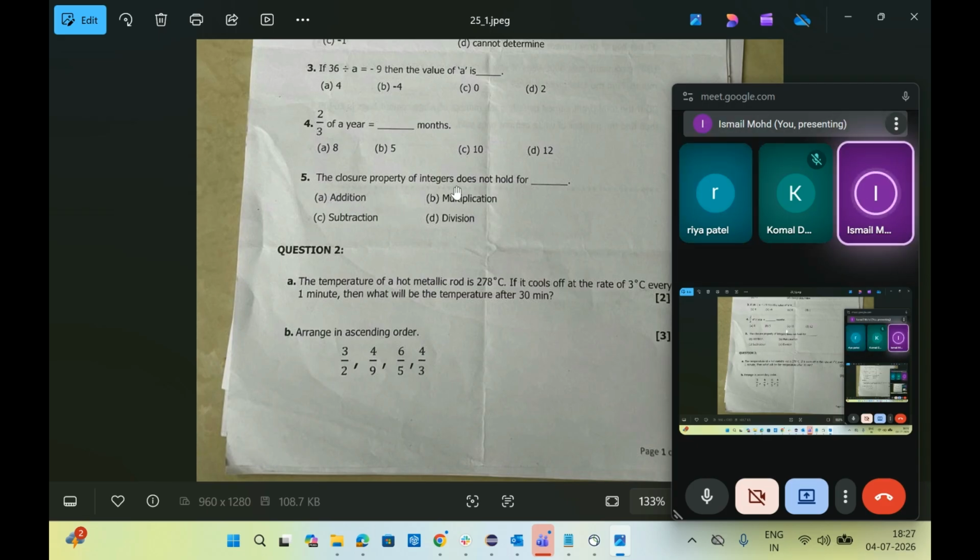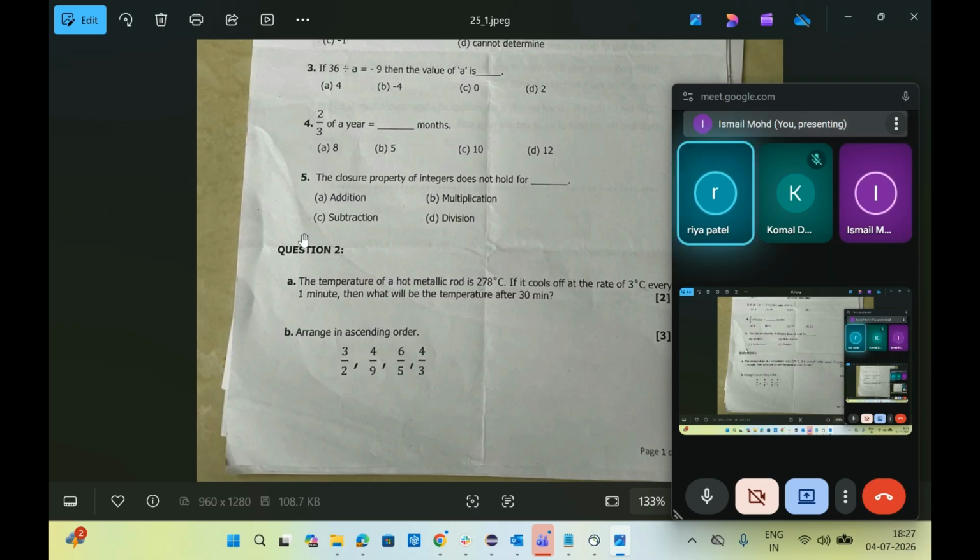But he is asking which does not hold. So this does not apply.